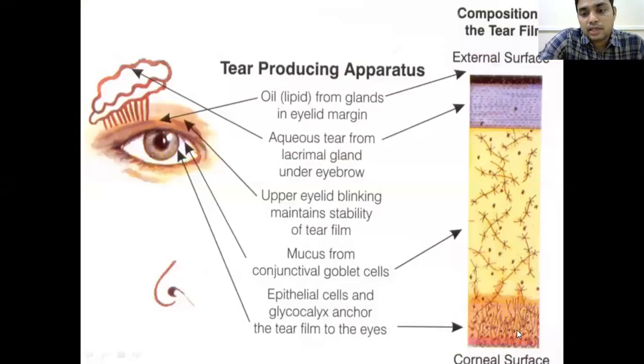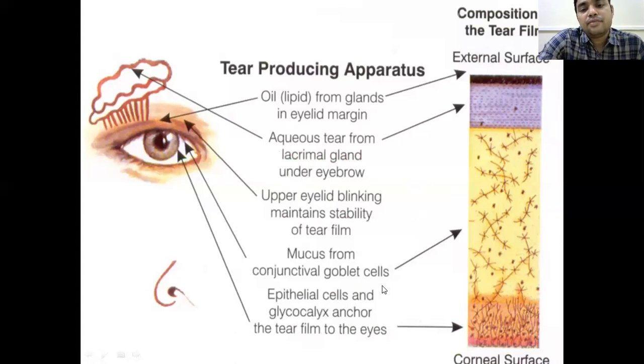So this is a tear film. The bottom one is the corneal surface. Here we have the epithelium. In the epithelium we have microvilli or glycocalyx. These anchor the mucus layer, and above the mucus layer we have the aqueous layer, and finally we have a lipid layer. So this is the lacrimal gland. So this is about the composition of the tear film.